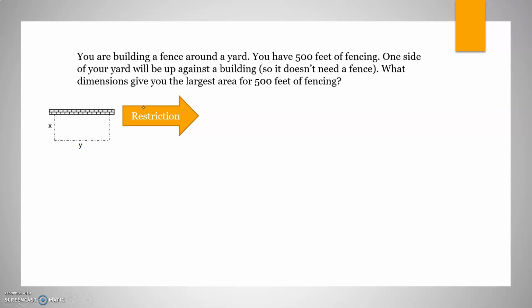Your first job is to figure out what is keeping you from just filling up the whole world with this fence. And what's keeping you from doing that is that you have 500 feet of fencing. So your restriction is that this fencing amount, x, y, and another x, can't be any more than 500 feet. That's the maximum amount of fencing you can use. I'm going to simplify that a little bit as y plus 2x equals 500.